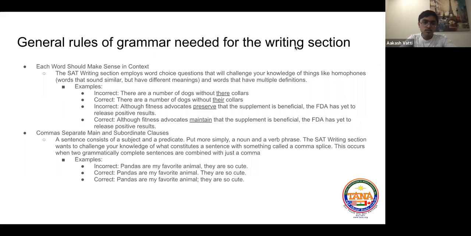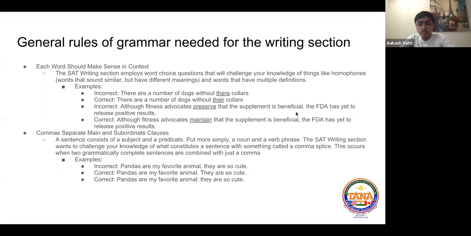All right. So some general grammar rules for the writing section. Each word should make sense in context. The SAT writing section employs word choice that will challenge your understanding of things like homophones, which are words that sound similar and have different meanings, and words with multiple definitions. You can use a word in different situations and it means different things. So you will not have to memorize anything for the writing section in both the ACT and the SAT. The only thing you will need to know are, I guess, some general grammar rules and just how to read a passage effectively.